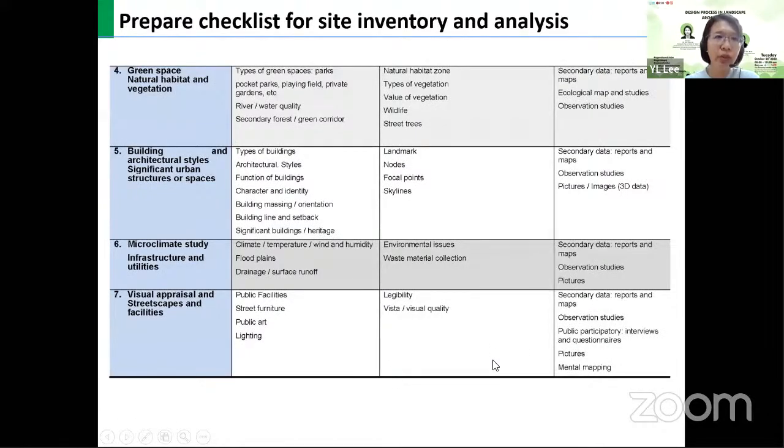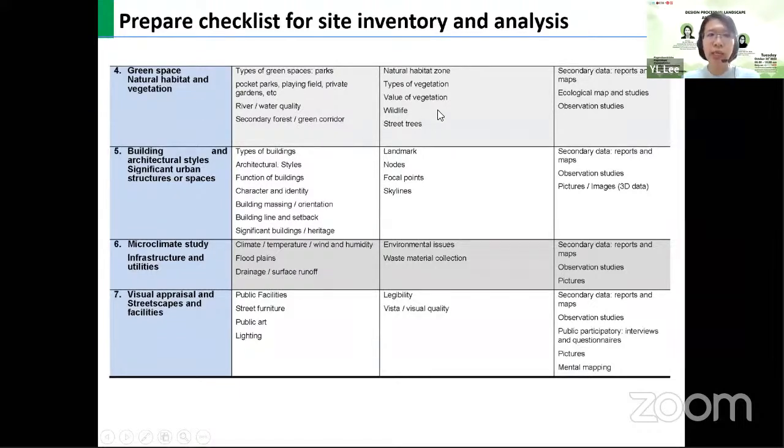Okay, number four, the aspect that is also important in landscape study is green spaces, natural habitat, and vegetation. When we talk about green spaces, there is a typology of spaces. If you have an area, you look at the spaces; you can list them out first. For this part, most information you can get from secondary sources, which means that when you go to the site, it's just to check whether it's correct or not. Of course, river water quality and forest are all part of this topic.